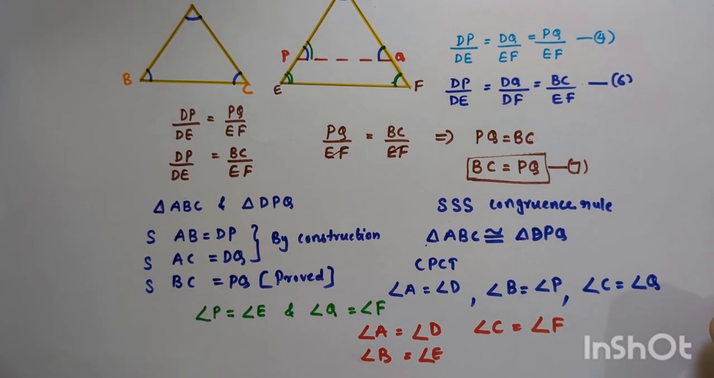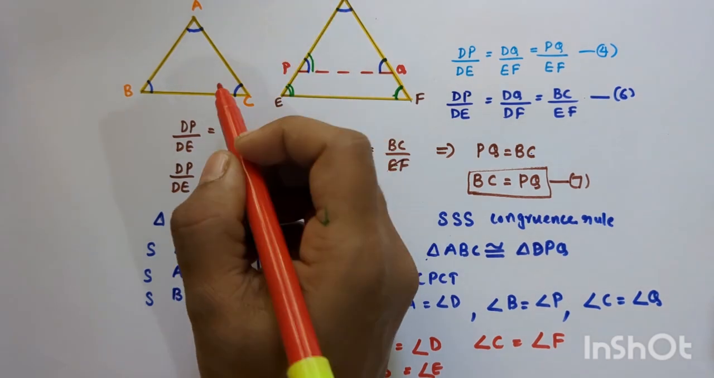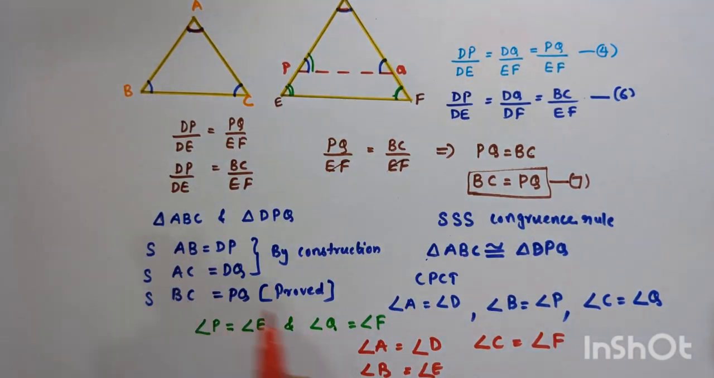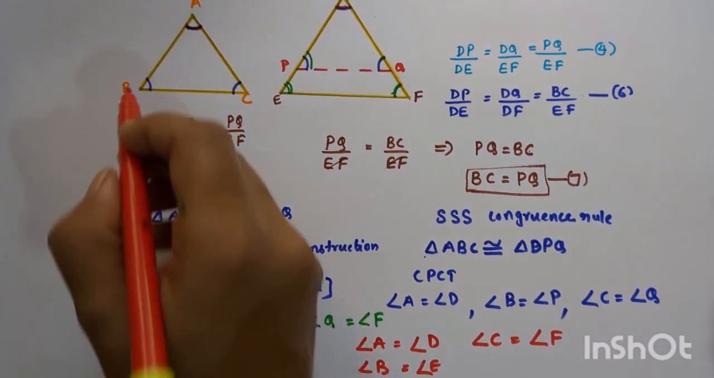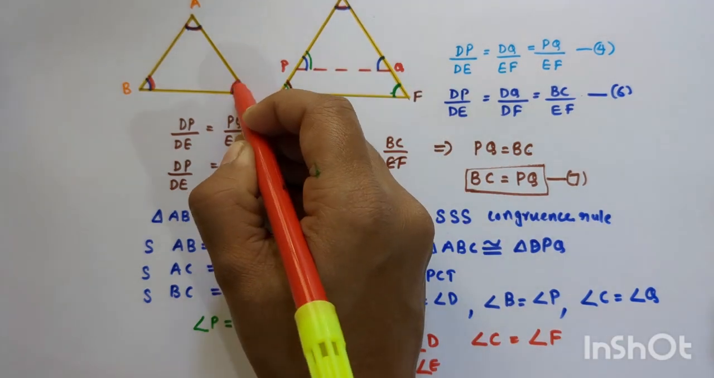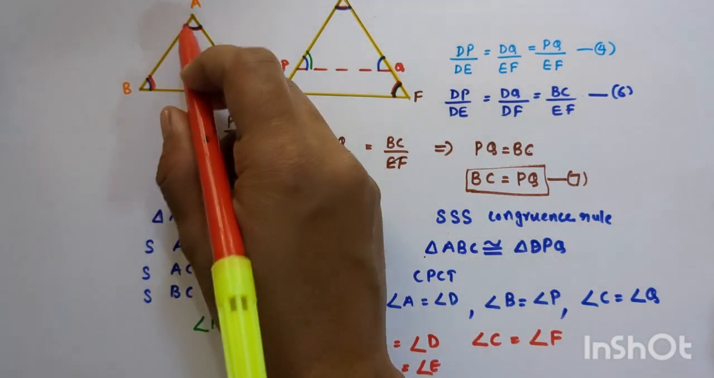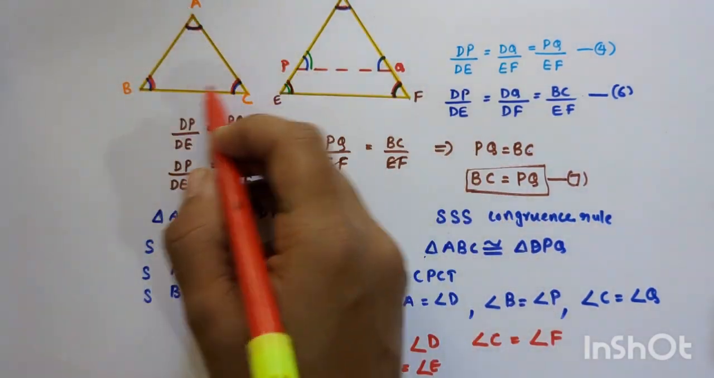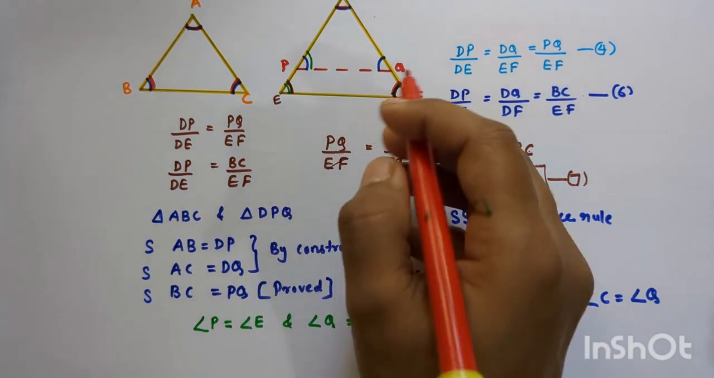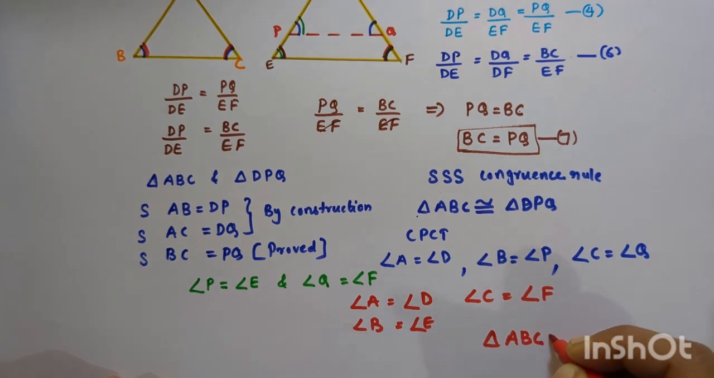What does this actually mean? Angle A is equal to angle D, that means this angle A is equal to this angle D. Angle B is equal to angle E, this one is equal to this one. Angle C is equal to angle F, that is this angle is the same as this angle of the big triangle. So all the three corresponding angles of triangle ABC and this big triangle DEF are the same. So we can say that triangle ABC is similar to triangle DEF. Hence the proof.